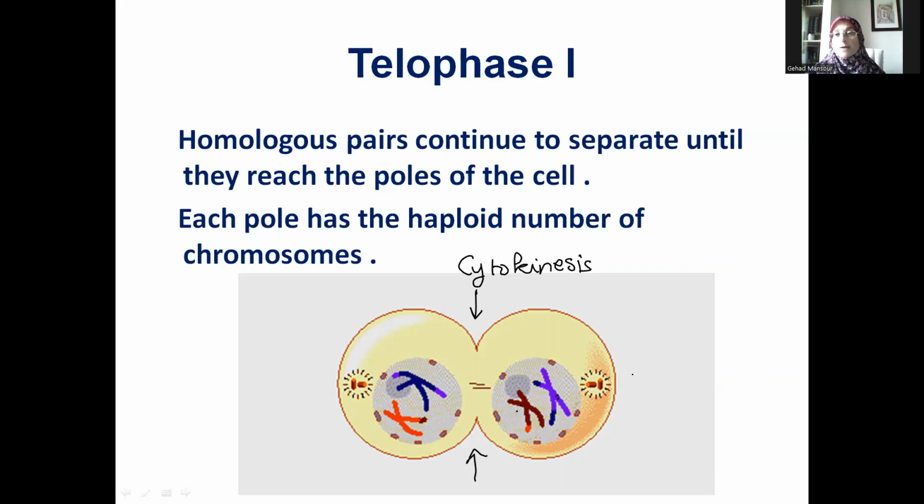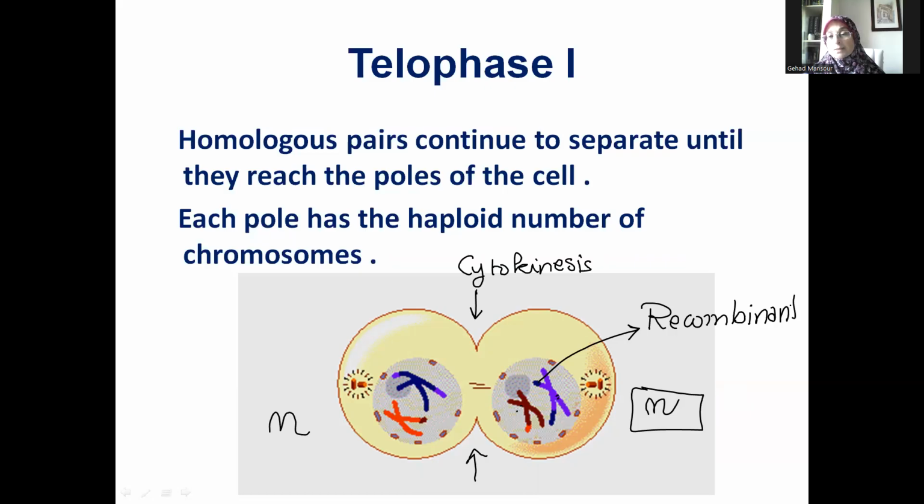So you might have realized that by the end of meiosis 1, reduction of the chromosomal number has occurred. Now each of the 2 daughter cells contains half the original number of chromosomes. Not only this, but moreover, we have recombinant DNA, and recombinant DNA is important for diversity.